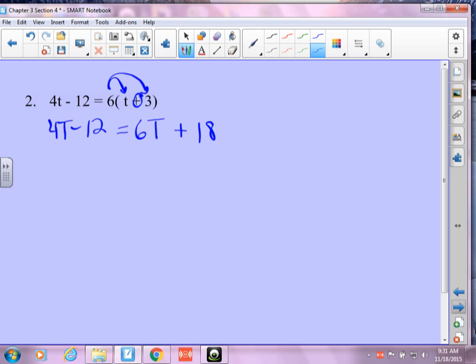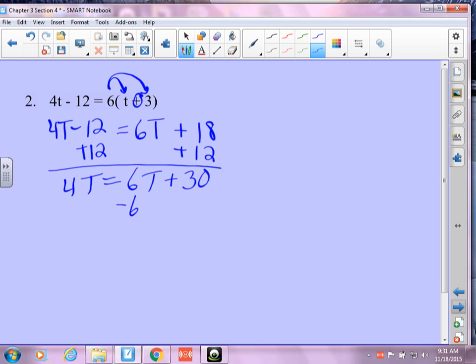Right now, what do I do? Add 12. Sure. So 4t equals 6t plus 30. Now what? Sure, subtract 6t.